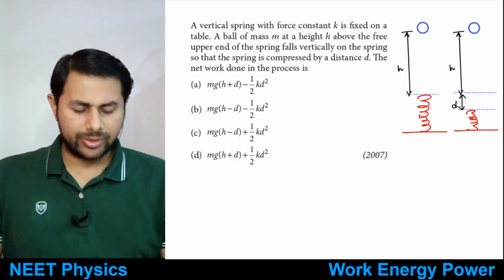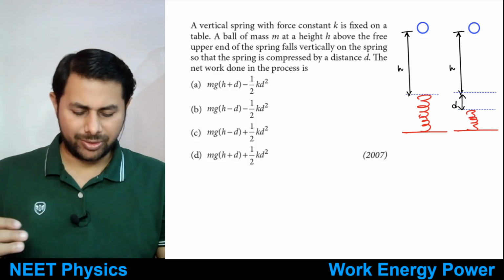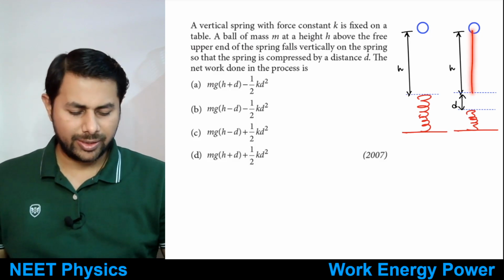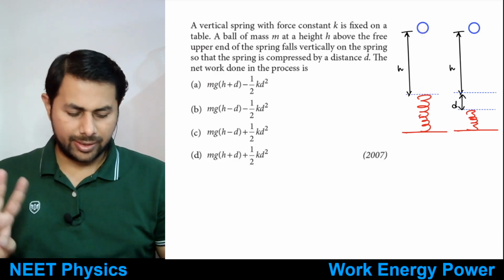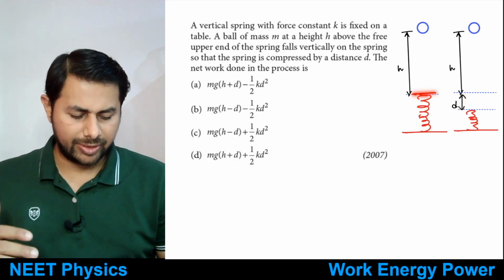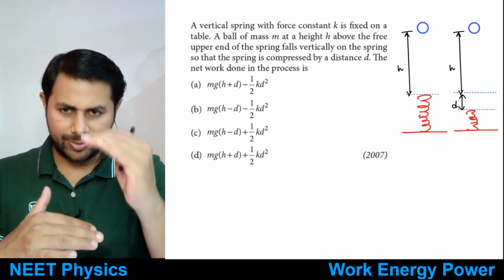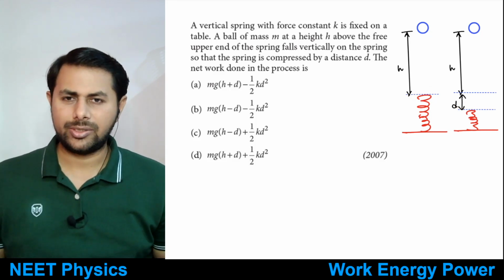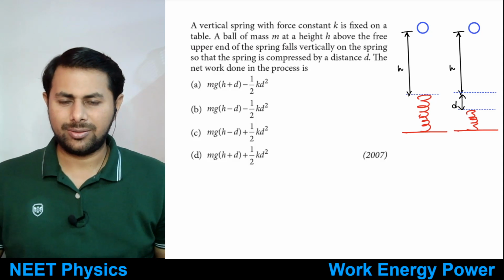Tell me what are the forces there. One is the gravitational force, and it's doing work. So work done by gravitational force is mgh when the ball comes till here, then again mgd. d is the difference in height between the point when the spring was not compressed and when it gets compressed. So work done by gravitational force is mg(h plus d). And how much would be the work done by the spring?